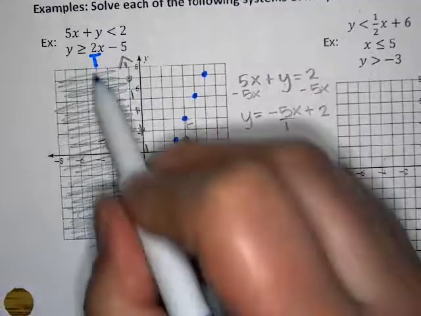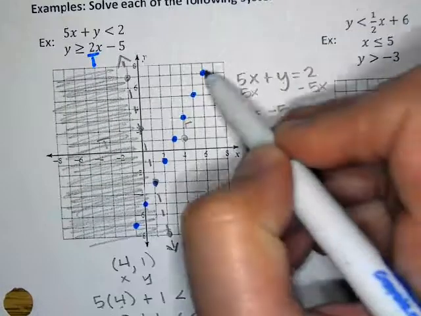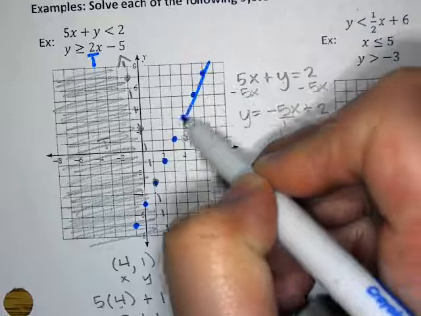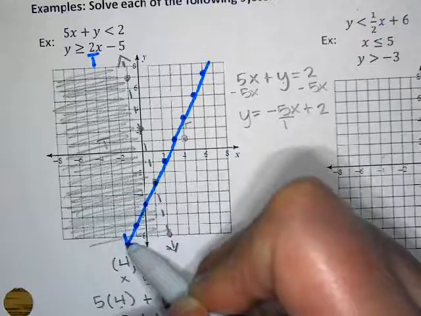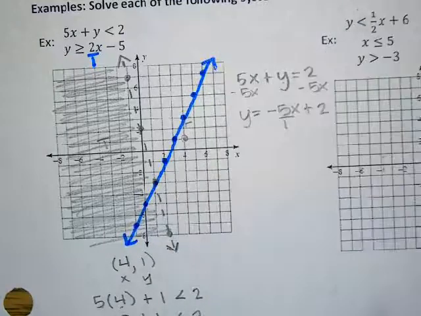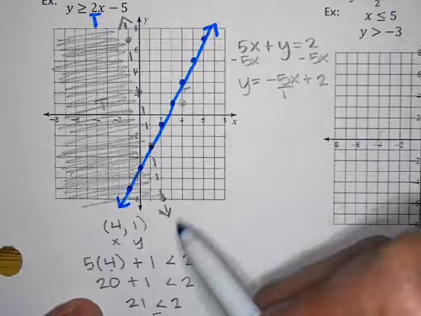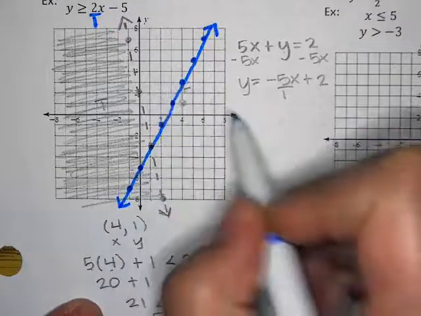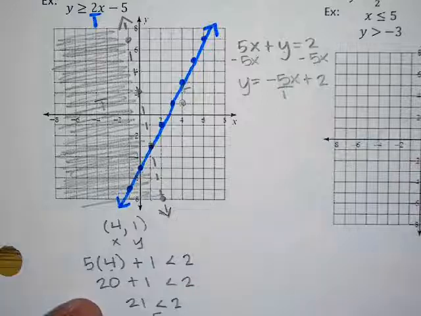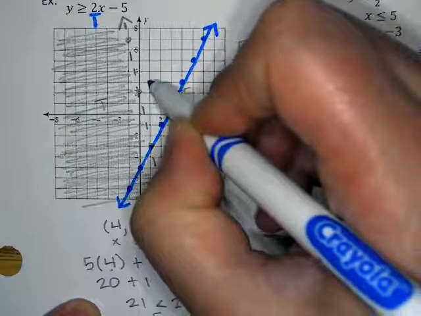Now with this inequality, it says greater than or equal to, so that means that this is a solid line. So I'm going to go ahead and connect these dots with a solid line, okay? And so now I'm going to go ahead and pick a point on either side of the line, just a point that would be easy for me to plug in. I'm going to go ahead and pick the point right here.